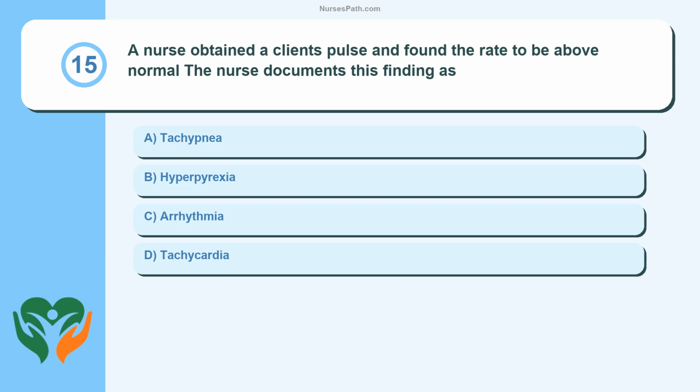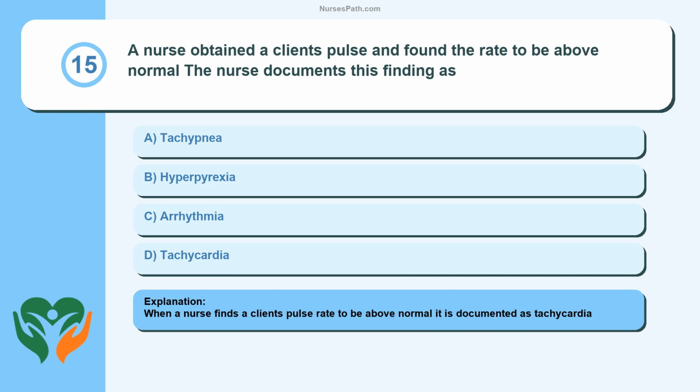Question 15. A nurse obtained a client's pulse and found the rate to be above normal. The nurse documents this finding as tachypnea, hyperpyrexia, arrhythmia, tachycardia. When a nurse finds a client's pulse rate to be above normal, it is documented as tachycardia.